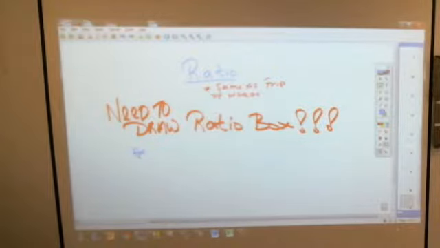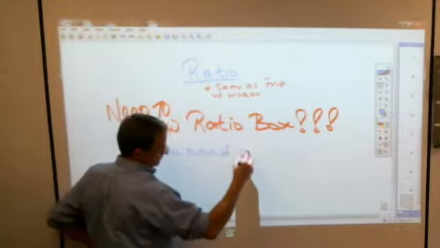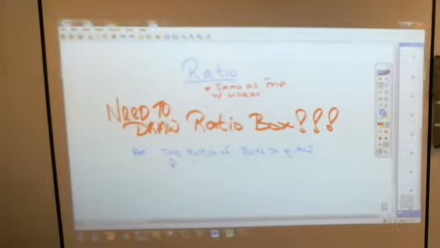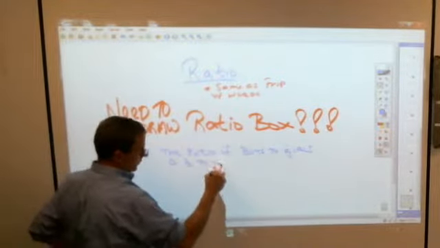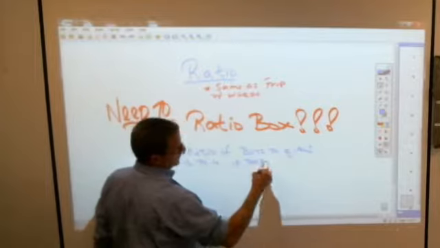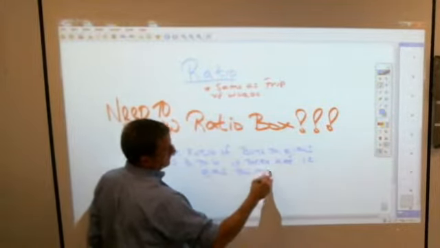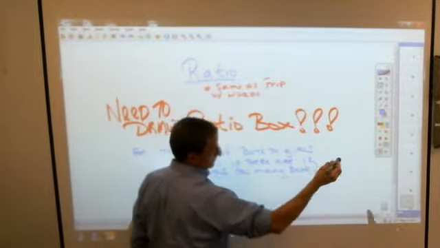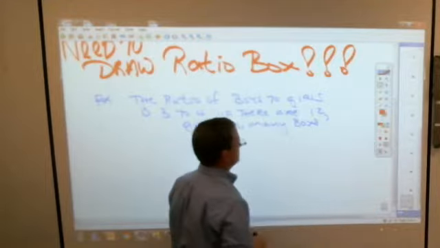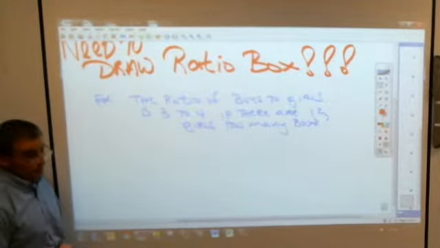Are you ready? Here is the problem. The ratio of boys to girls is 3 to 4. If there are 12 girls, how many boys? Suggestions on how to do that? If you don't know, refer back to the big orange letters that should be just above what you just wrote down. Connor? Do a ratio box?